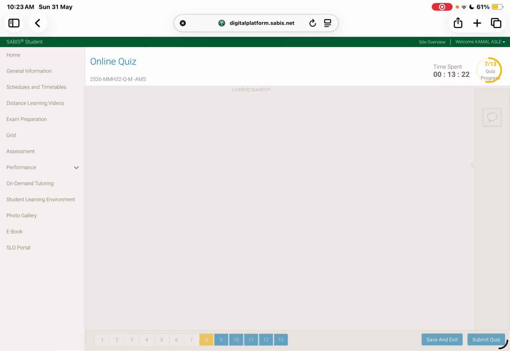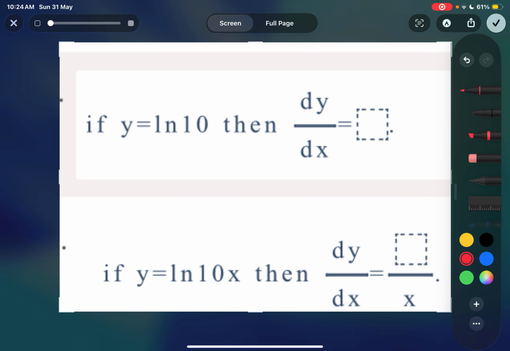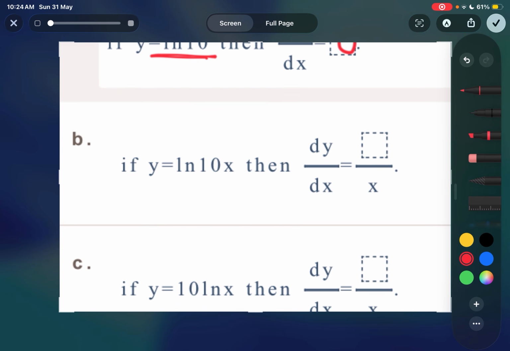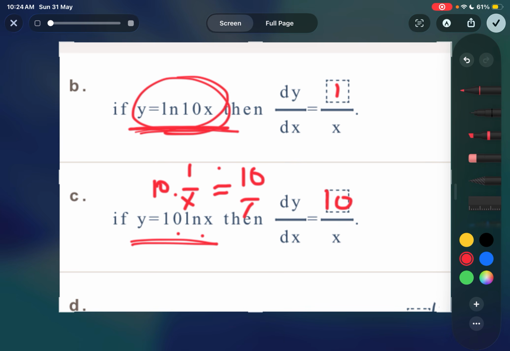Okay, now question number 9. That's the same as question number 1, but I'm gonna do it either way. So here they said if y is equal to ln 10, the derivative of a constant is 0. And then for y equals ln 10x, it is 1 over x. Why? Because no matter what number it is, ln 10x, ln 20x, it's 1 over x always. And then ln of 10 ln x will be 10 times the derivative of ln x, 1 over x. So this one will become 10 over x.